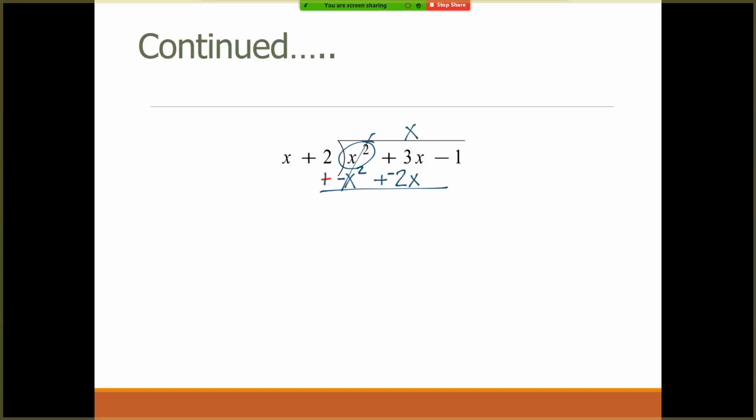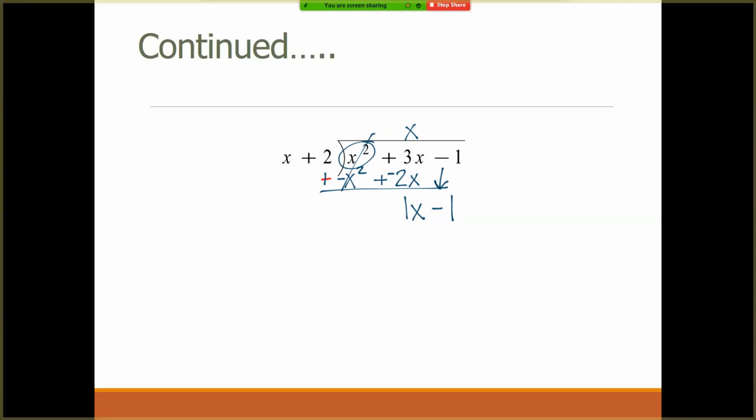So in this case, when I subtract them, the negative x squared and the x squared cancel. The 3x and the negative 2x gives me x, or 1x. And then we're going to bring down the next term, minus 1. So really what we've done is just simplified. We've taken an x out of the original, only the first two terms.